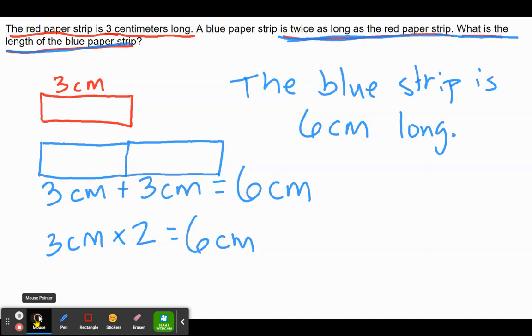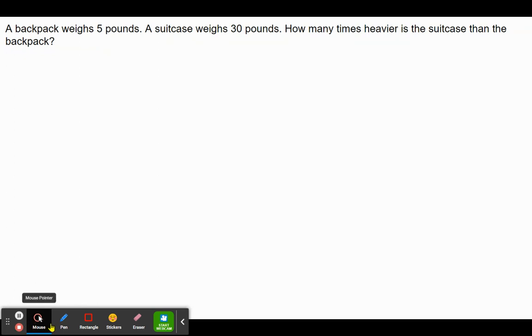All right, now let's go ahead and go on to our next problem. In our next problem, we have a backpack. So let's go ahead and read our problem. So a backpack weighs 5 pounds. A suitcase weighs 30 pounds. How many times heavier is the suitcase than the backpack?